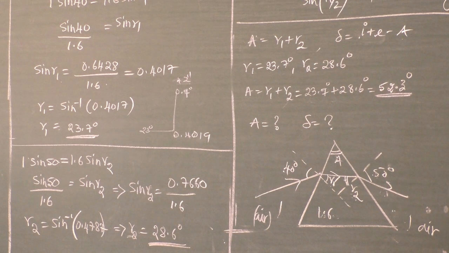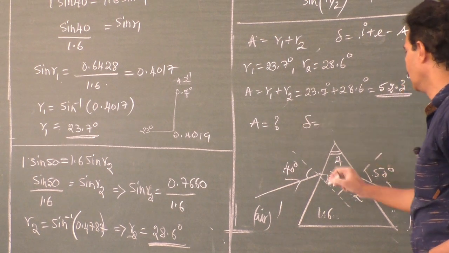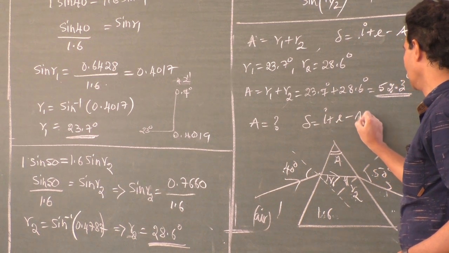Now, what is the angle of deviation? Delta is equal to I plus E minus A. What is this?